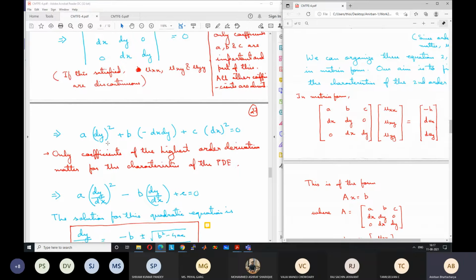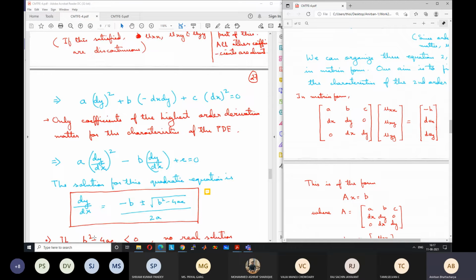So we can rewrite this as: if we divide all the terms by dx square, A (dy/dx) whole square minus B (dy/dx) plus C equal to 0. It's wrongly written here. Anyway, the solution of this quadratic equation is what? It's a quadratic equation for dy/dx, right? So it is like ax square plus bx plus c equal to 0.